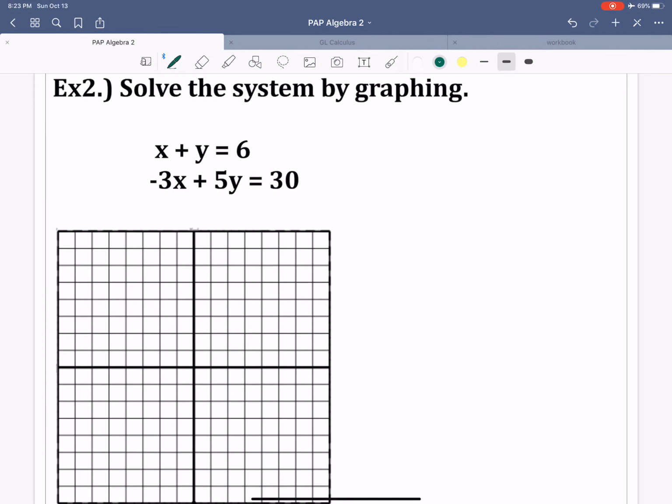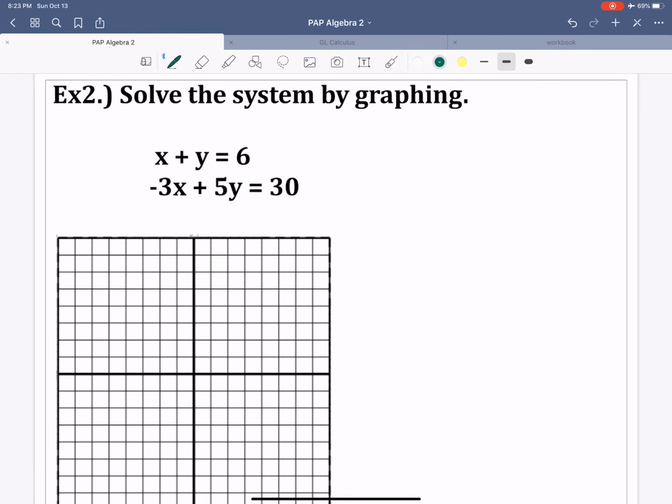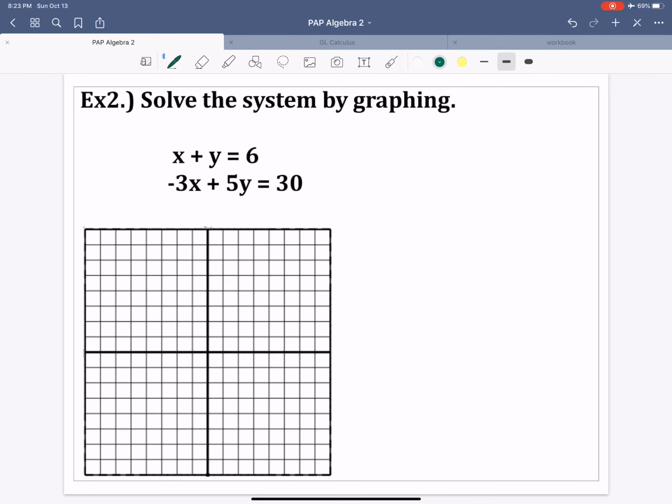Same direction, solve the system by graphing. You have two equations here as well. What I would suggest doing is I would pause the video now and I would try to graph each one of these on your own to see if you can find the point where these two lines intersect. Okay, welcome back. Hopefully you paused the video and you graphed this and you saw that the intersection point is actually really easy to see on this problem.